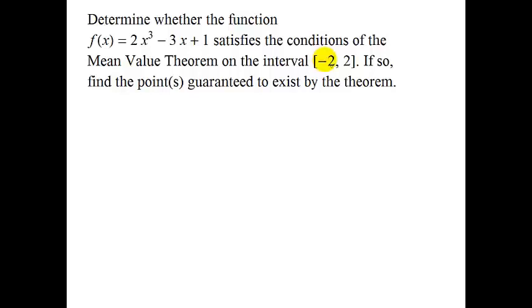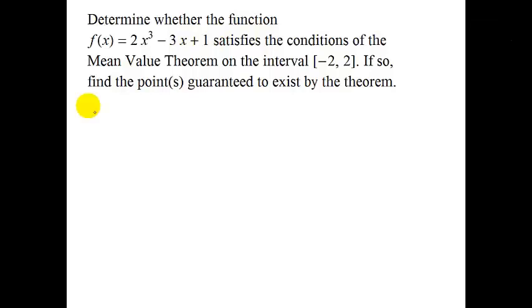interval. Here's our closed interval, -2 to 2. Our function is a polynomial, and so it's continuous everywhere, so it is continuous on that closed interval. And we need to have a function that's differentiable on the open interval, in this case from -2 to 2, and a polynomial is differentiable everywhere. So we do meet our conditions of the mean value theorem.